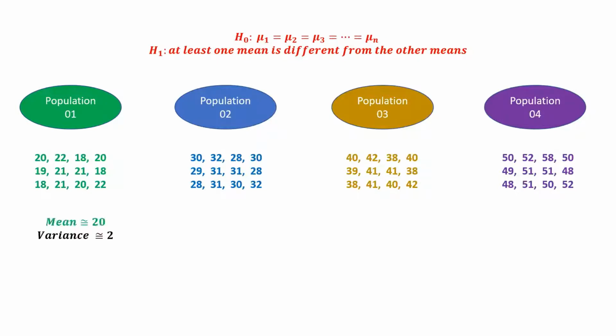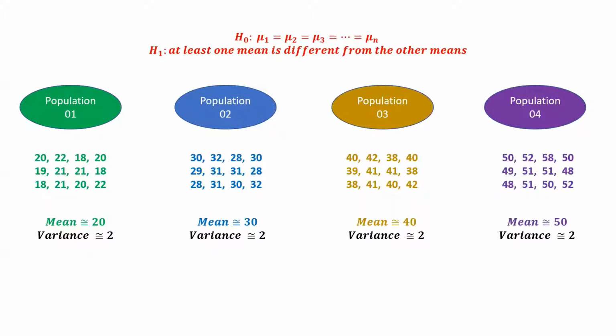Alright, here is the mean and the variance for sample 1. Mean is approximately equal to 20 and the variance is approximately equal to 2. For sample 2, the mean is approximately equal to 30 and the variance is approximately equal to 2. For sample 3, the mean is approximately equal to 40 and the variance is approximately equal to 2. For sample 4, the mean is approximately equal to 50 and the variance is approximately equal to 2.